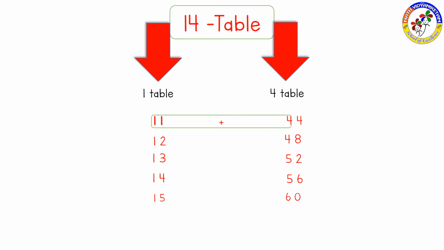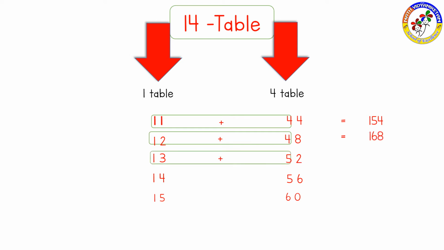Here is the trick. So in box 11 plus 4. 11 plus 4 how much? 11 plus 4 is 15. And write 4 as it is. That is 154. Now 12 plus 4. 12 plus 4 is 16. And write 8 as it is. That is 168.